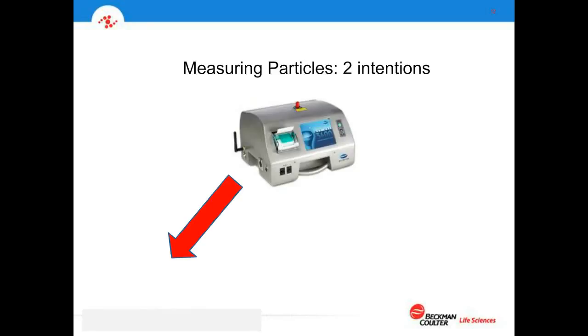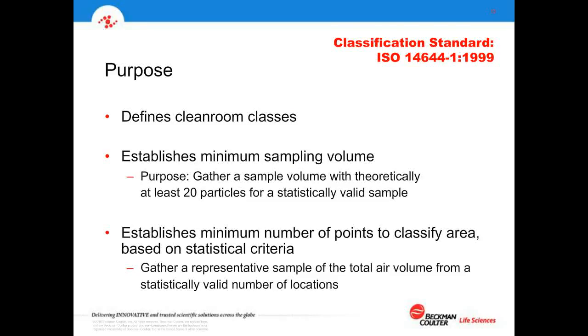So let's focus first on this task of classification, which is what the 14644 document points to. And its fundamental purposes, you could say, are twofold, really. One is that it gives us a common language. We can talk about an ISO class 5 or an ISO class 2 or an ISO class 7 room. Pretty much around the world, people have an understanding what level of type of room that is, what type of garments will be needed to maintain that room. So it gives us a common language.